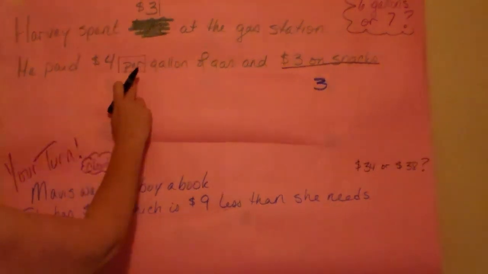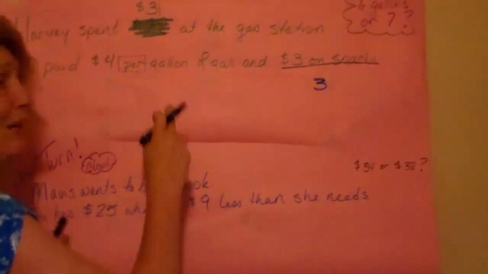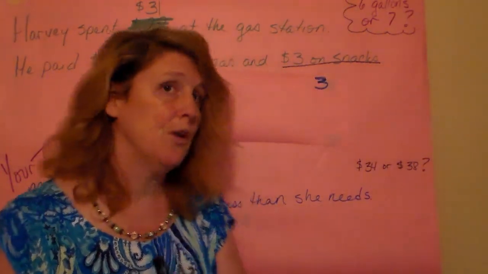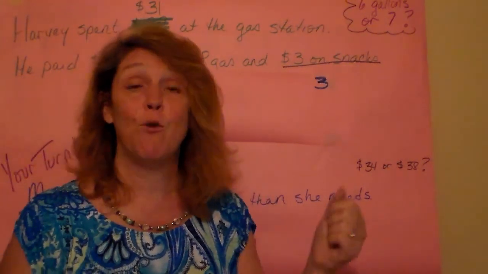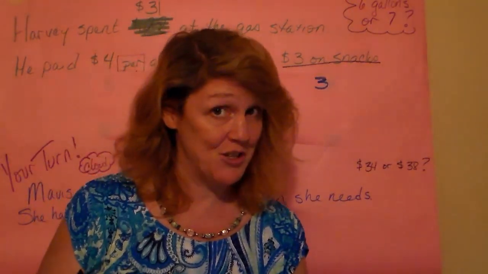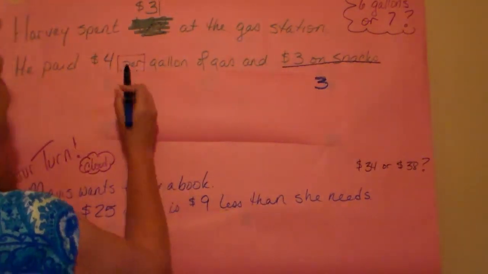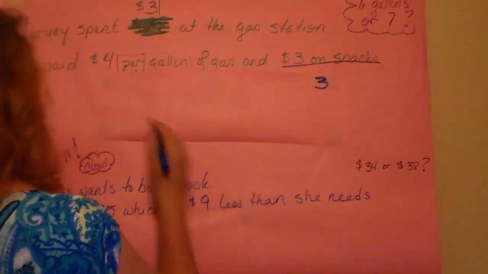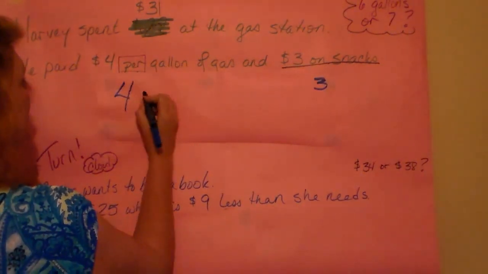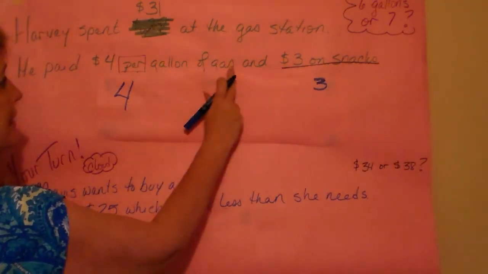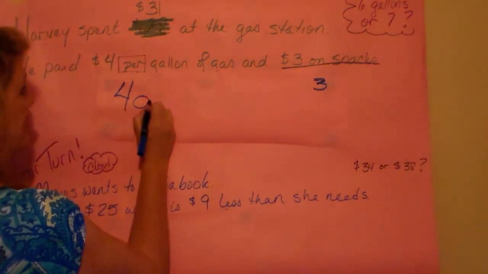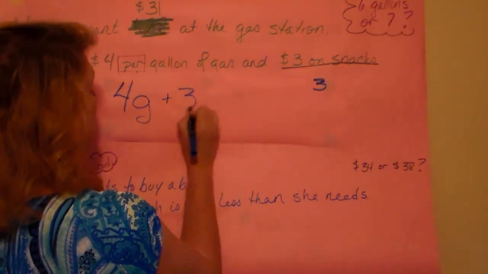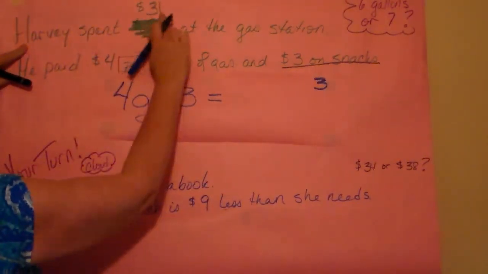Here, he paid $4 per gallon. How many gallons did he get? We don't know. That's the unknown. That's the variable. But for every gallon, he paid $4. That's multiplication. So every time it says per or each, that's a multiplication thing. So we're going to do 4 times how many gallons? So we're going to use G. 4 times G plus our $3 is going to equal Harvey's 31.